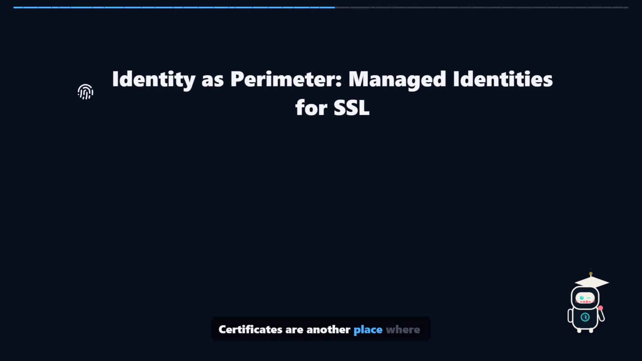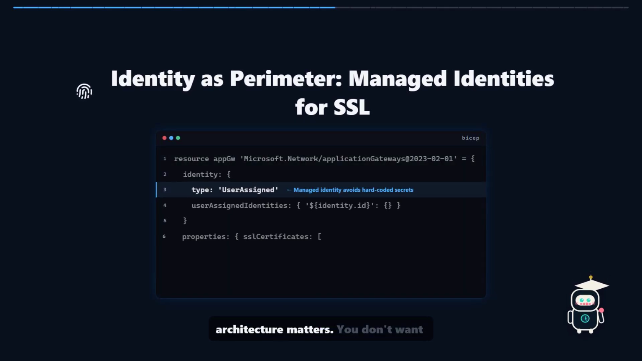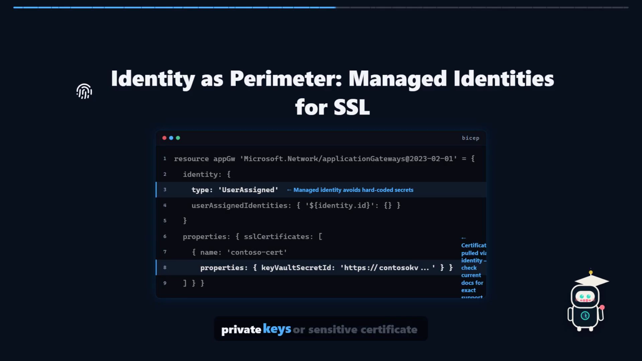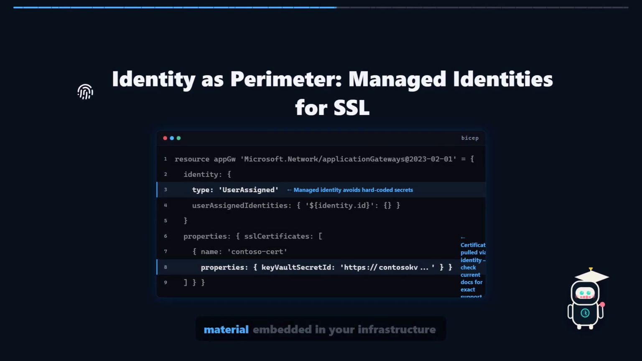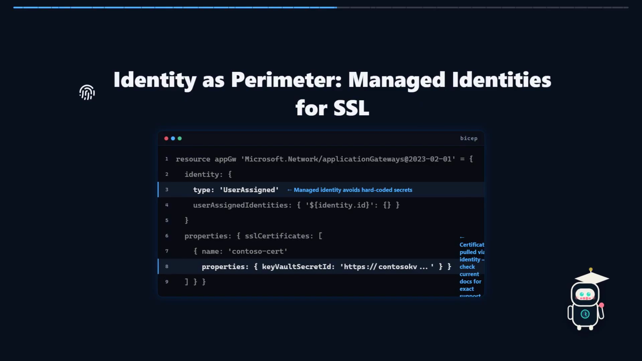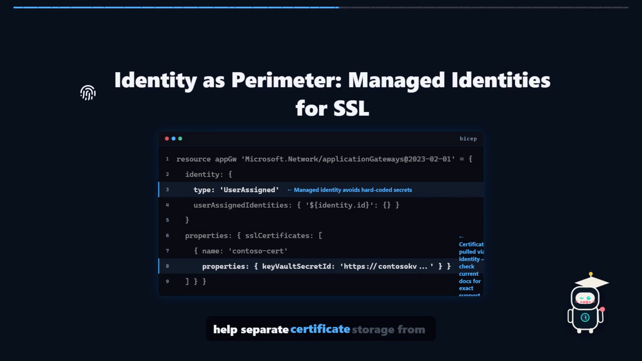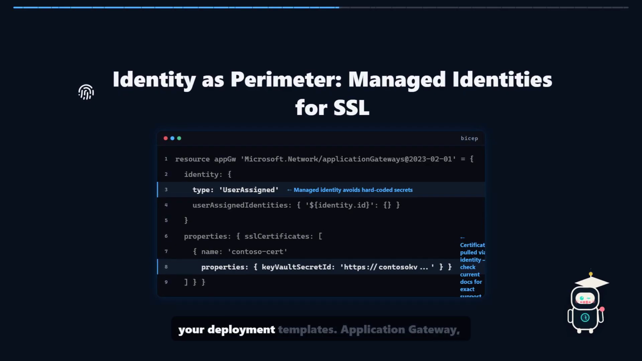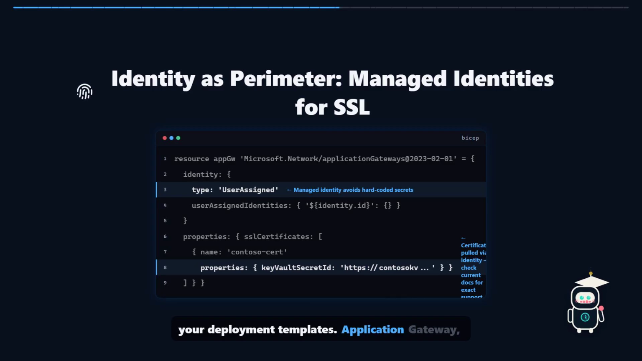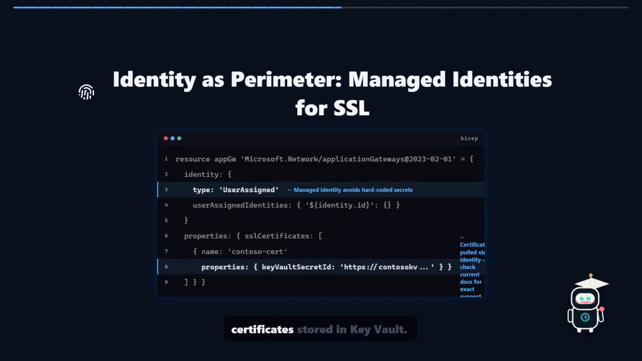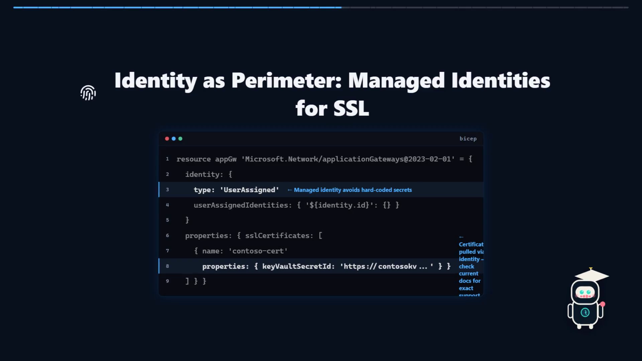Certificates are another place where architecture matters. You don't want private keys or sensitive certificate material embedded in your infrastructure code. For services and scenarios that support it, Azure Key Vault and Managed Identities can help separate certificate storage from your deployment templates. Application Gateway, for example, can use a managed identity to access supported certificates stored in Key Vault.